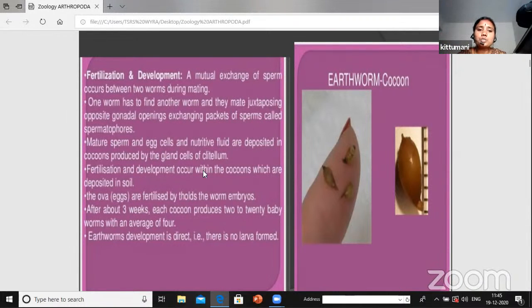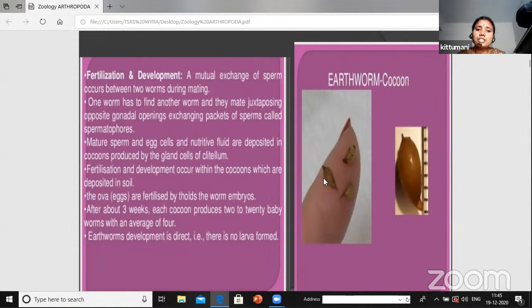The mature sperm and egg cells with nutritive fluid are deposited in the cocoons. All of you look at this picture. Here we observe the earthworm cocoons. In the cocoons we observe the mature sperm and ova with the nutritive material, because when sperm and ovum fuse they form a zygote for development. So the nutritive material is very important for their development.